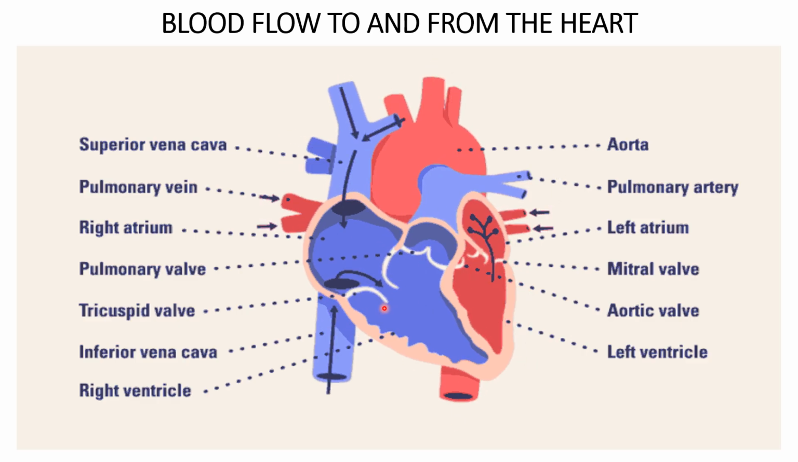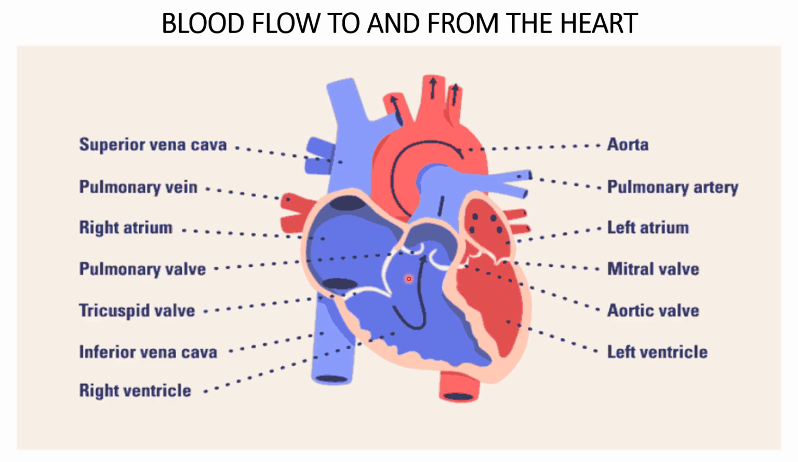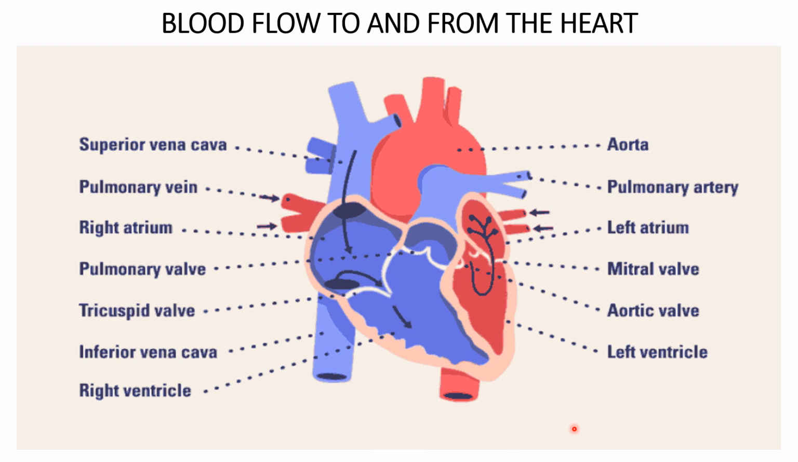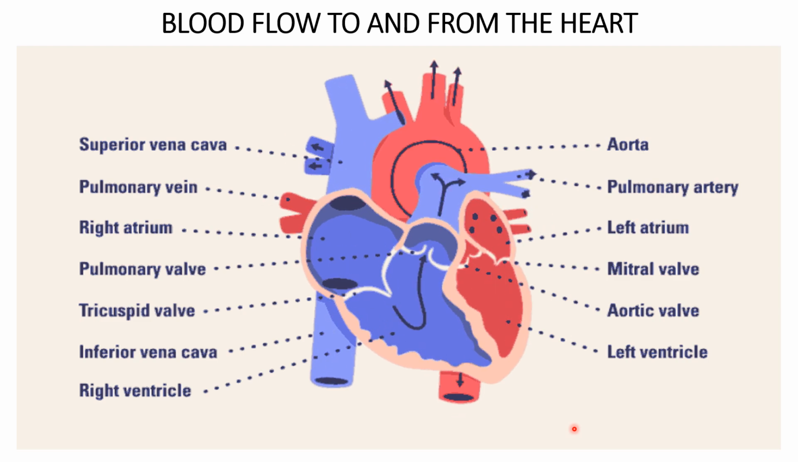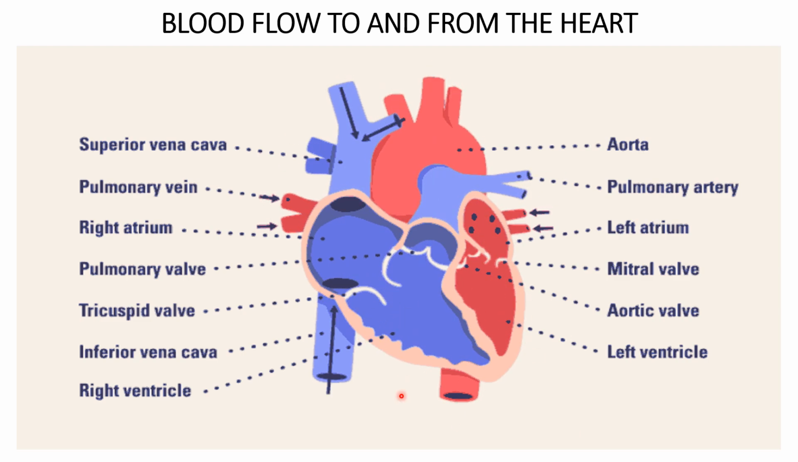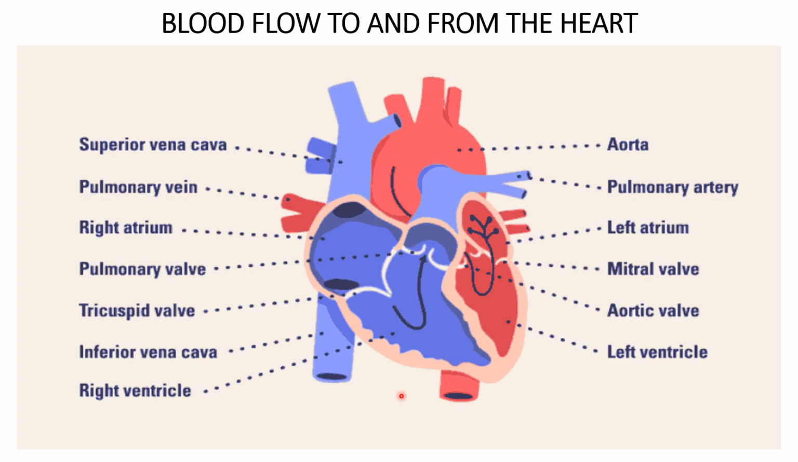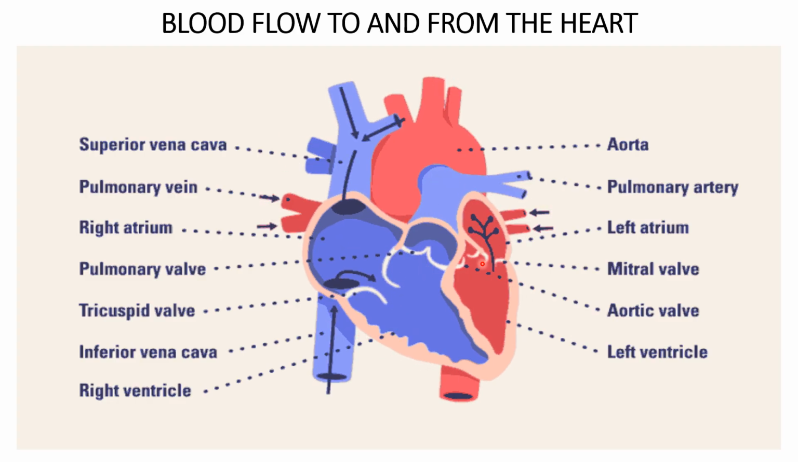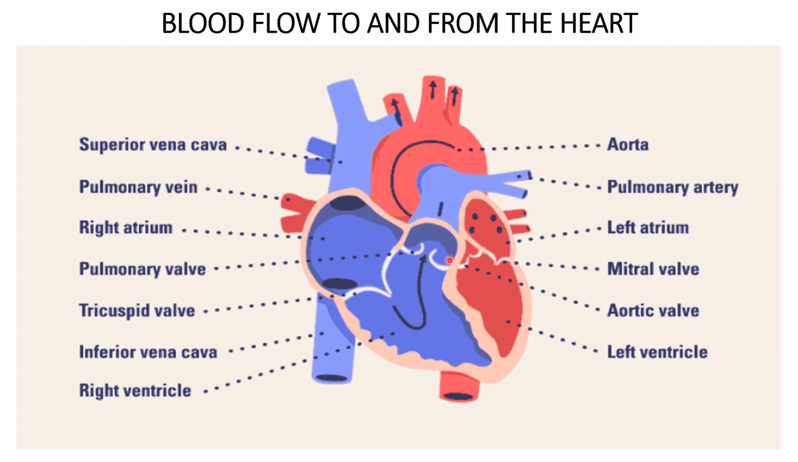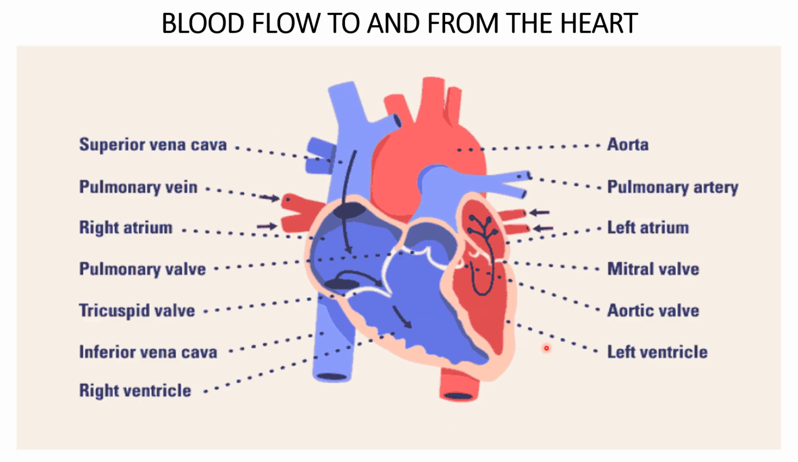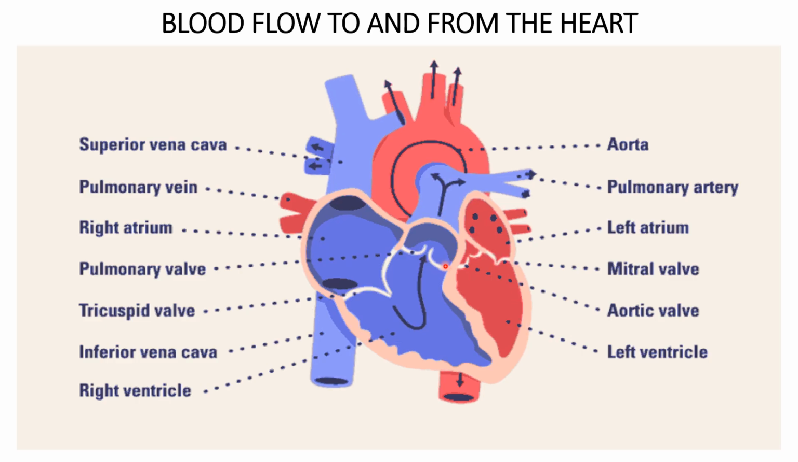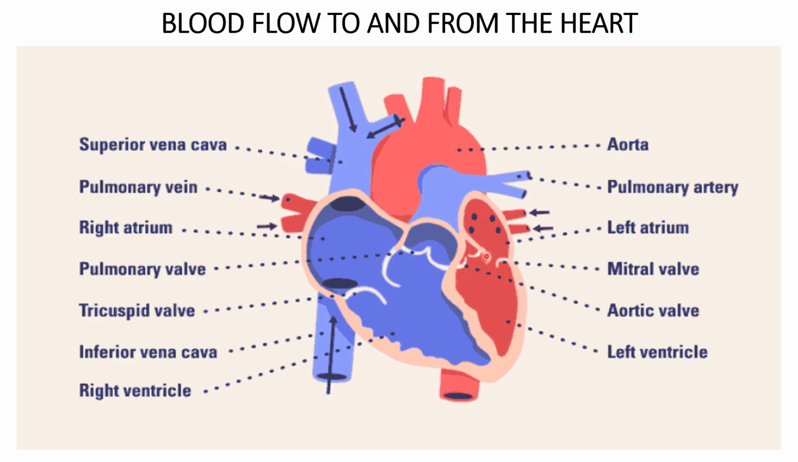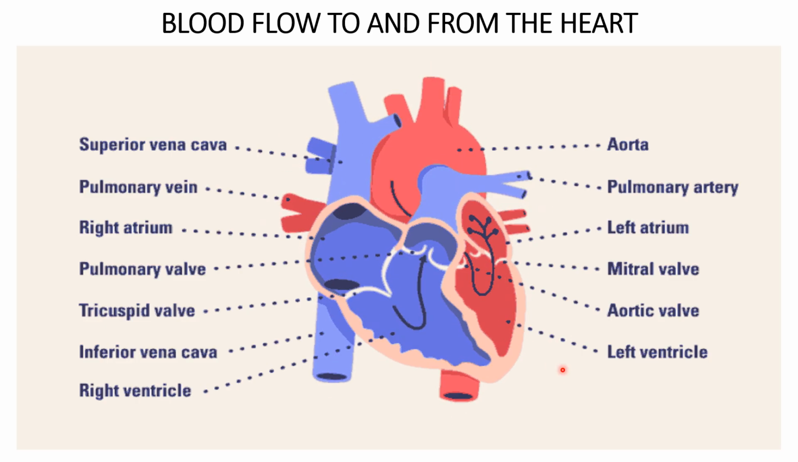The significance of this opening and closure of these valves is very important in the cardiac cycle. During the cardiac cycle, the heart sound lub-dub is produced. Lub sound is produced when tricuspid valve and bicuspid valve close. When these valves shut, lub sound is produced. Dub sound is produced when pulmonary valve and aortic valve shut. So this is how blood flows.